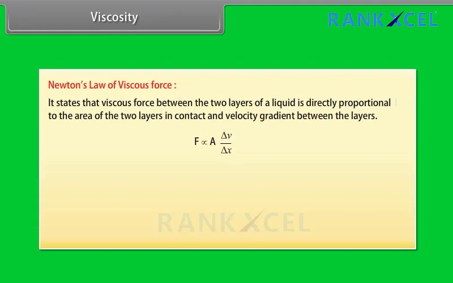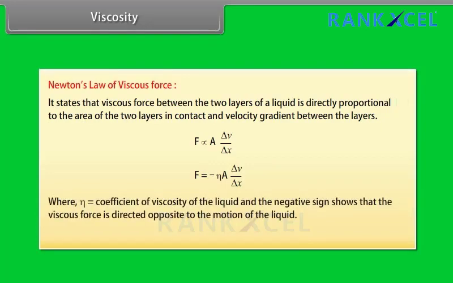This equation can be written as F = −ηA Δv/Δx, where η is the coefficient of viscosity of the liquid, and the negative sign shows that the viscous force is directed opposite to the motion of the liquid. Its dimensional formula is ML^−1 T^−1.